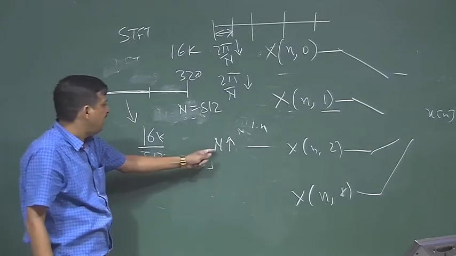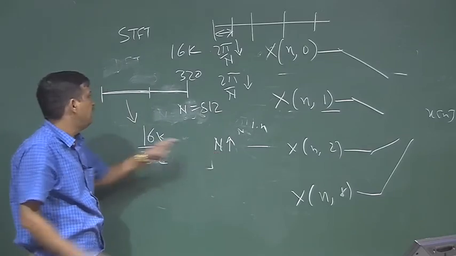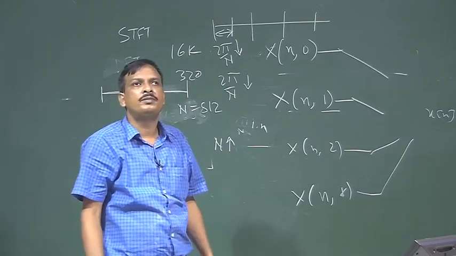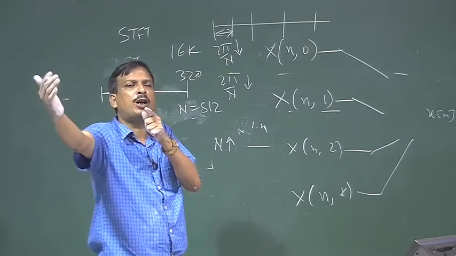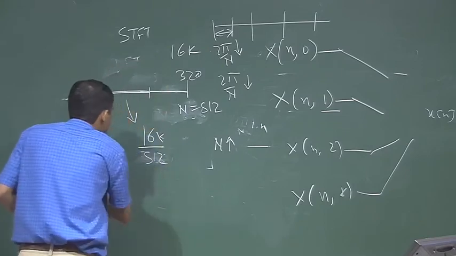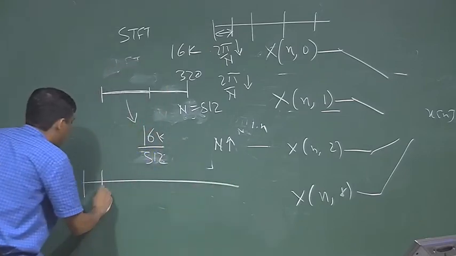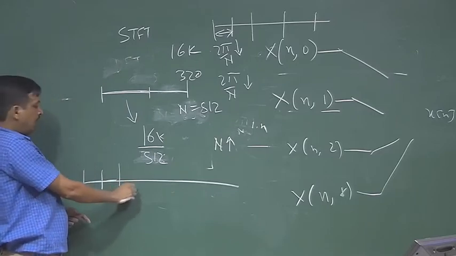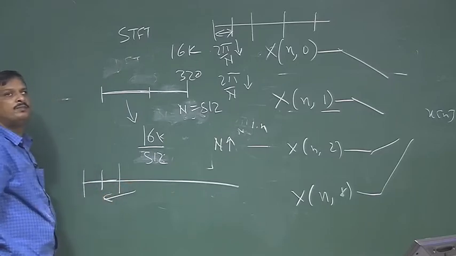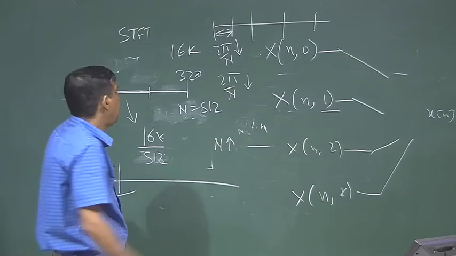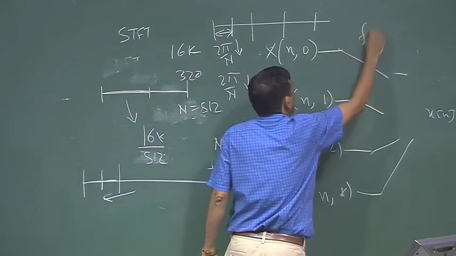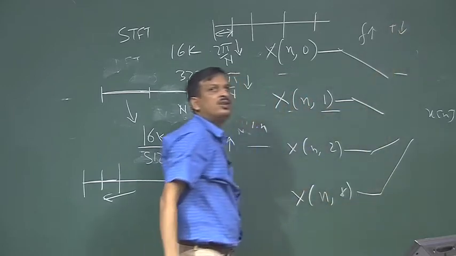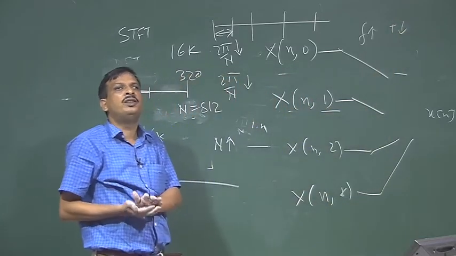Once I increase the N length of the DFT, I require a large number of signal samples at a time. If I take a long segment instead of a short segment, what am I losing? I am losing the time resolution. If I increase the frequency resolution, I decrease the time resolution. That is called the time-frequency trade-off.